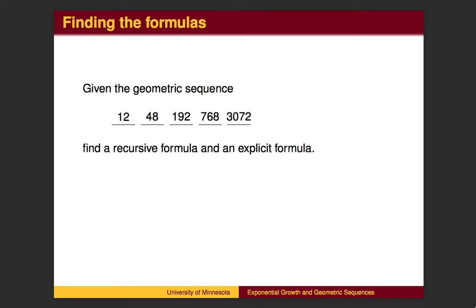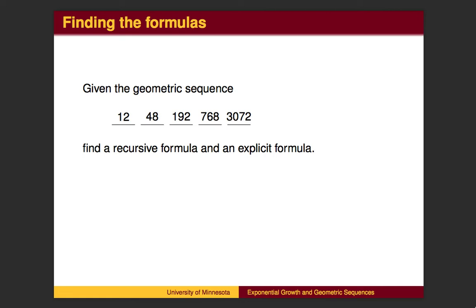Let's go in the other direction. Given the sequence, find the formulas, both recursive and explicit. The recursive form is easier to find. Recall you must give two pieces of information in a recursive definition. You must specify the initial term, in this case g sub 1 equals 12. You must also specify how to get from one term to the next.